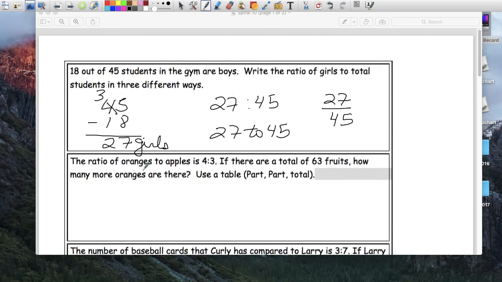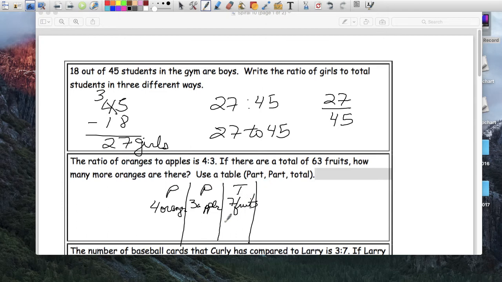The ratio of oranges to apples is 4 to 3. If there are a total of 63 fruits, how many more oranges are there? Okay, it's everyone's favorite, part-part-total. Let me write 4 oranges, 3 apples, for a total of 7 fruits, right?